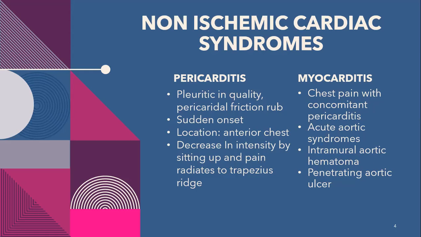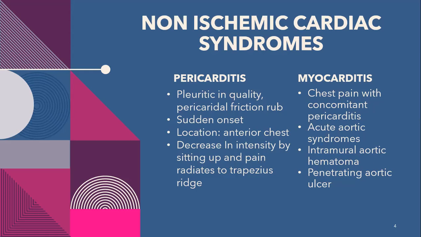If there is any kind of inflammation inside the heart muscles, it causes difficulty in the relaxation and the contraction of the heart muscles, causing difficulty in the pumping of the blood. And now it causes acute aortic syndromes, intramural aortic hematoma, and penetrating aortic ulcer. So these are the causes of myocarditis. It is actually also linked with chest pain.